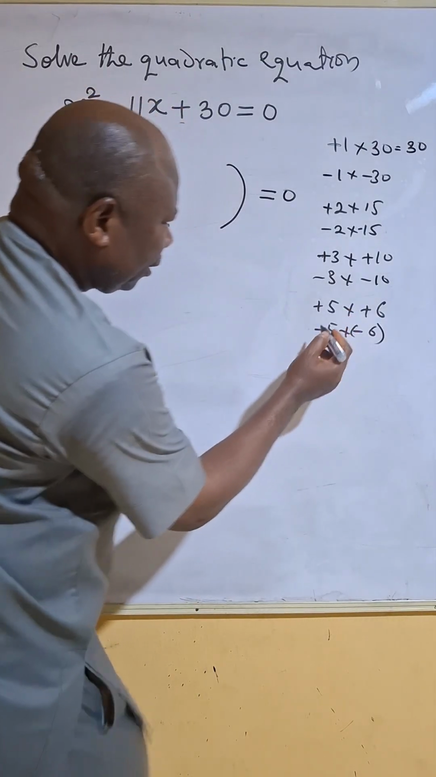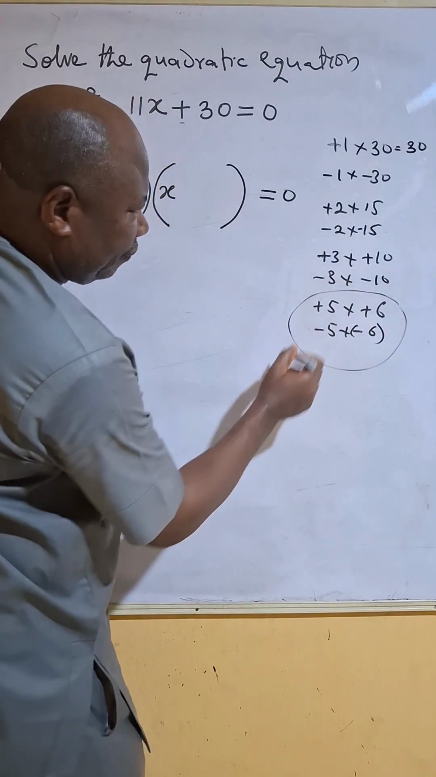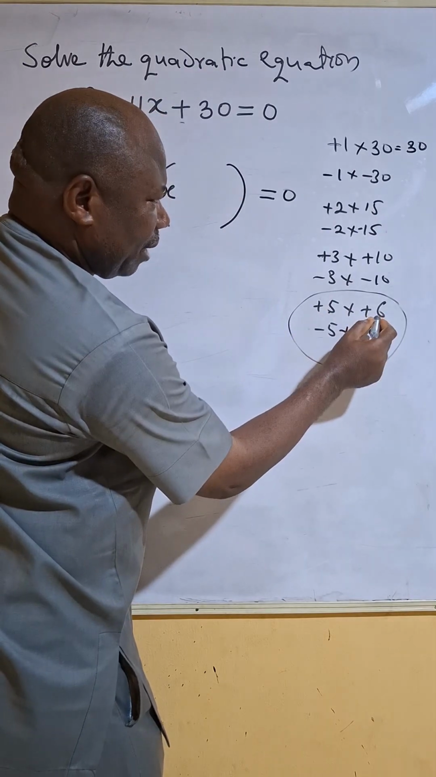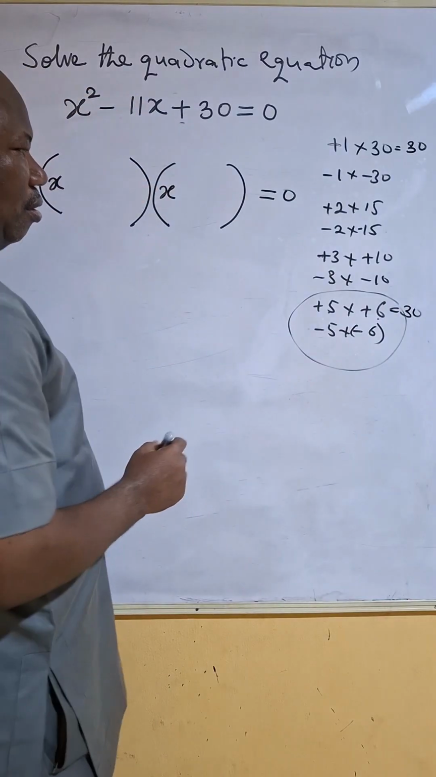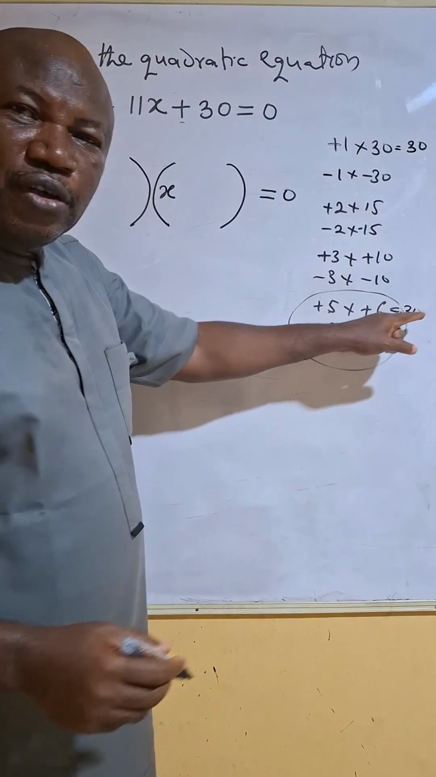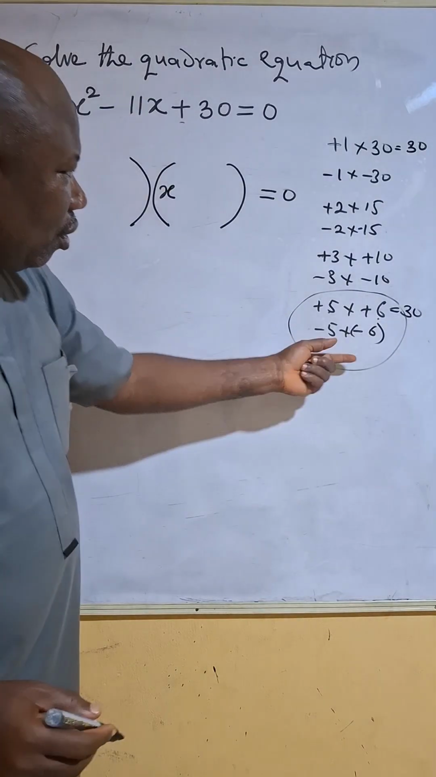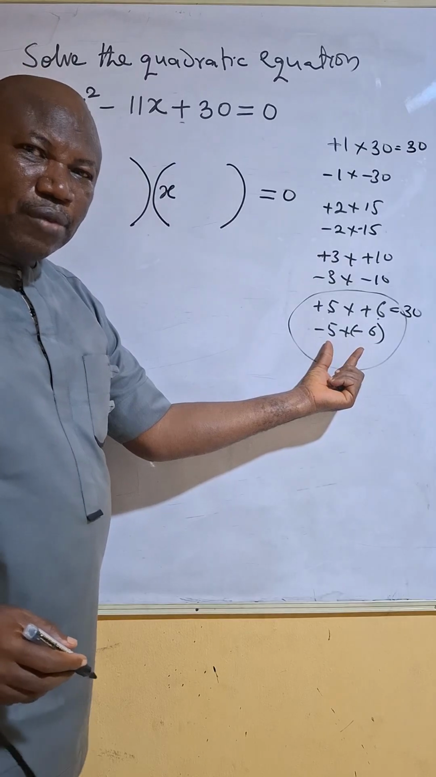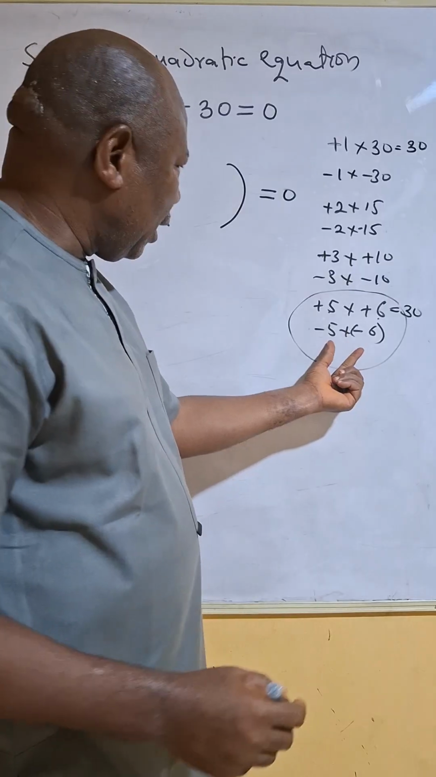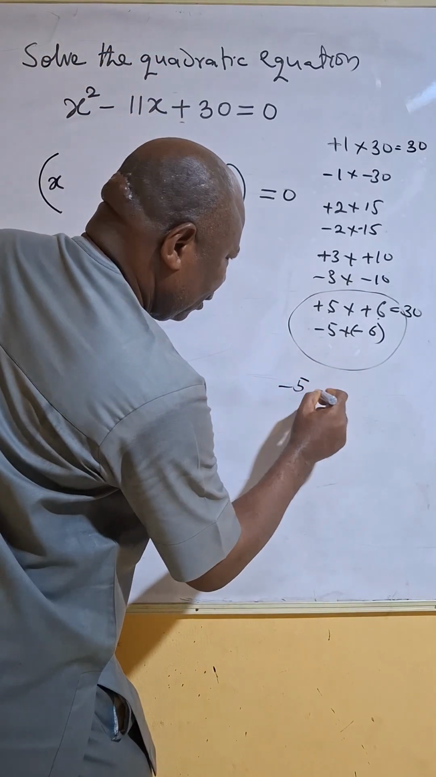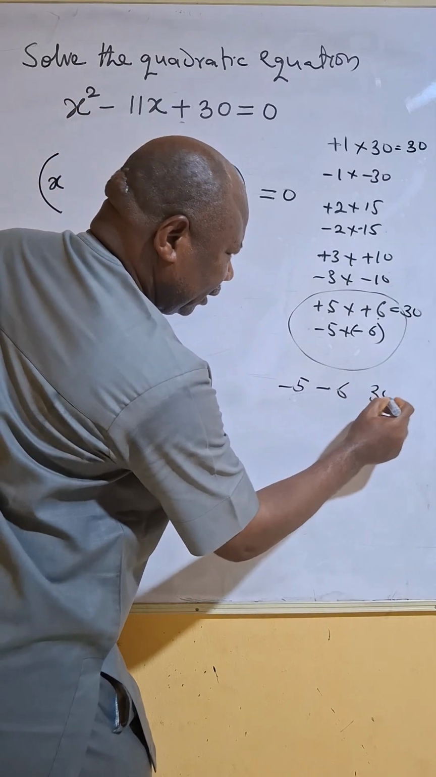You can see that here we have 5 multiplied by 6. This one will give us 30. Good. But plus 5 plus 6 will give us plus 11, and this one is minus 11. So automatically the suitable factors that we are going to consider are minus 5 and minus 6. Minus 5 times minus 6 will give us 30.